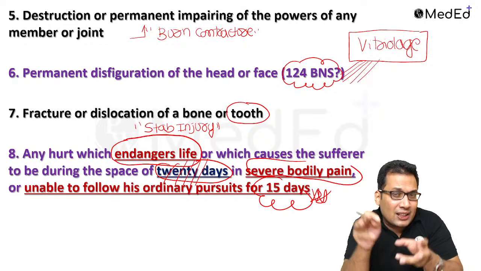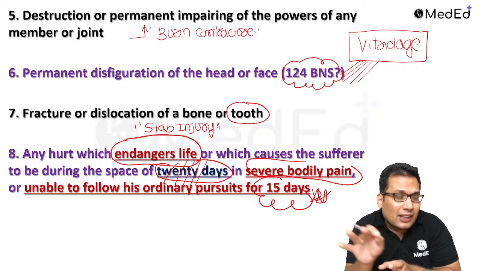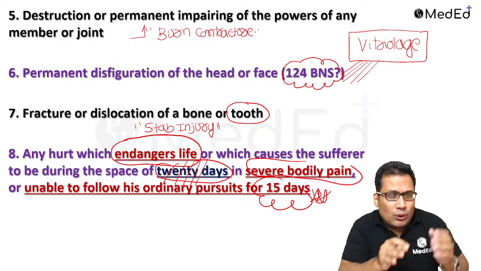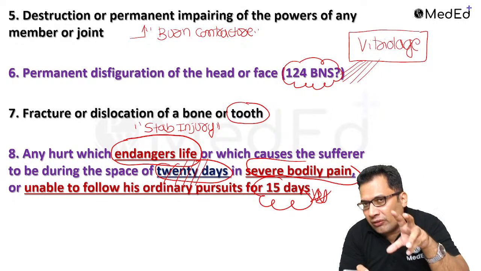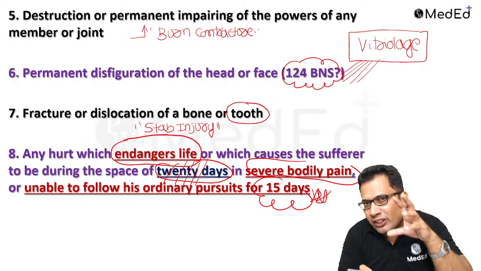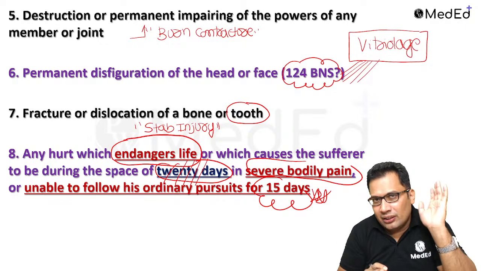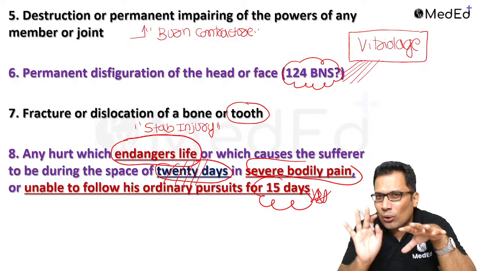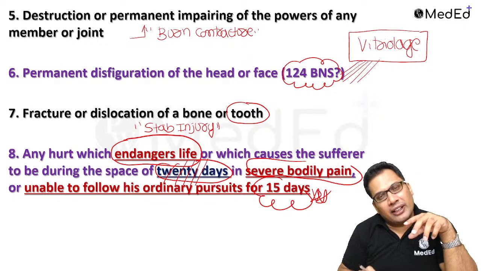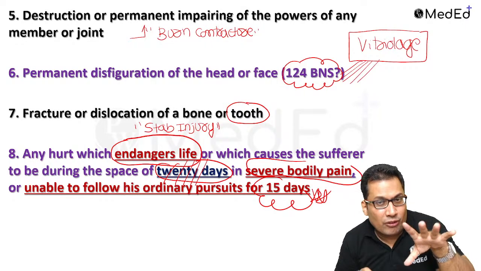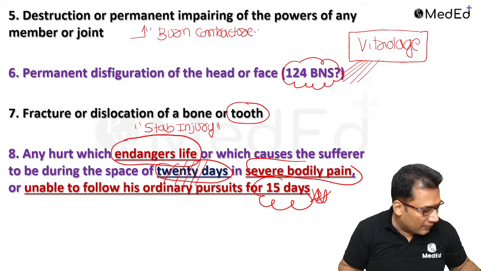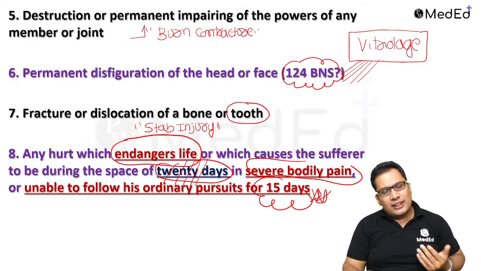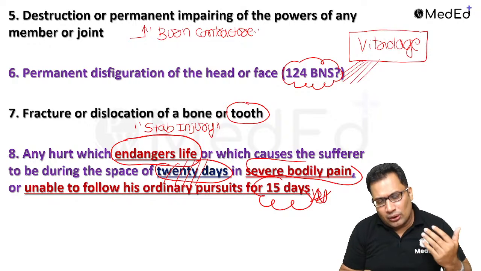So when a person is unable to do routine activities like having food, walking and so on, then it is grievous hurt. It is not about professional work, like car driving or typing. It is all routine day-to-day activities. You need to observe the patient for about 15 days. Then only you can give the report. Yes. Fine. So this is about grievous hurt.